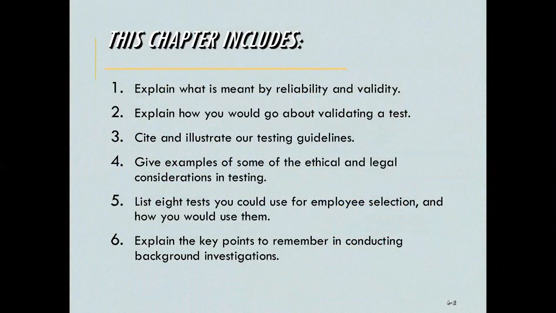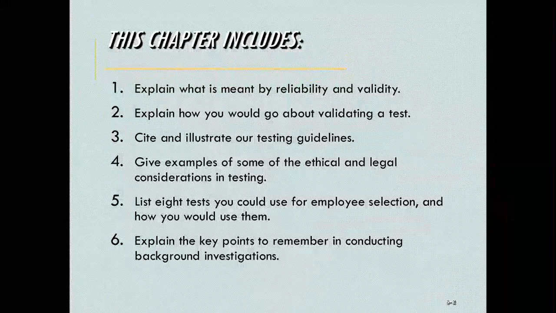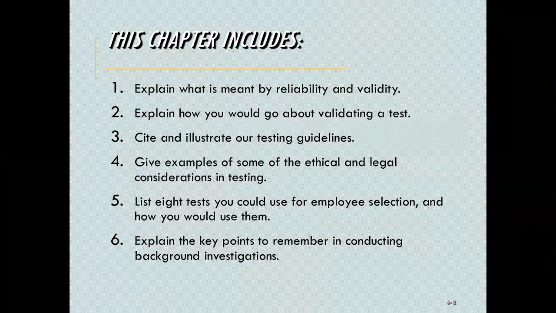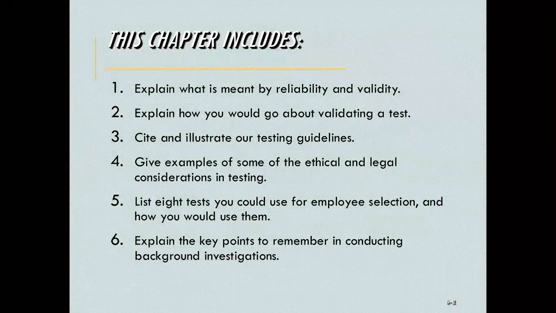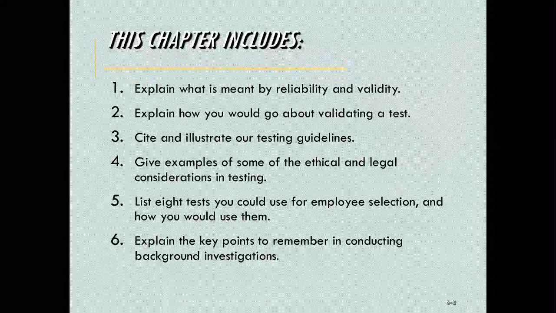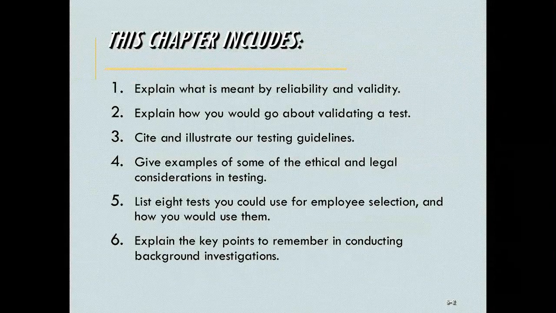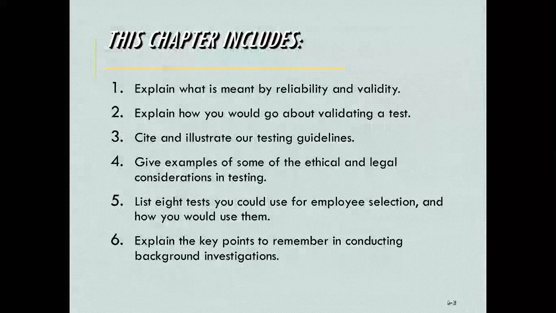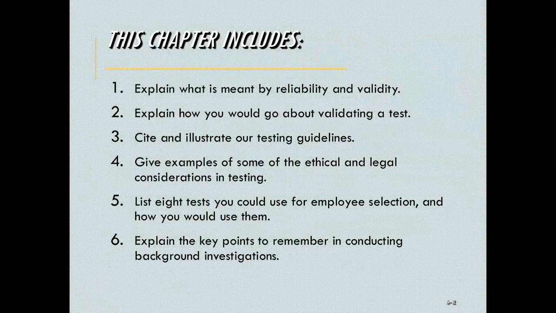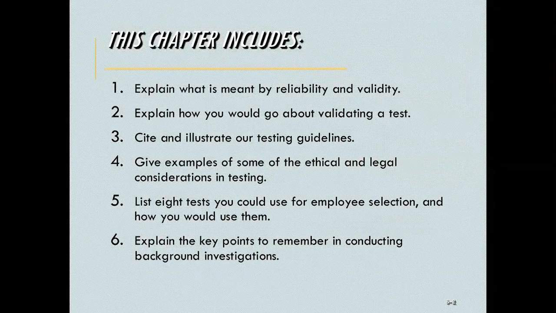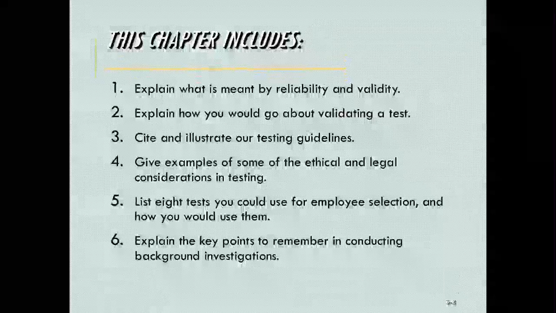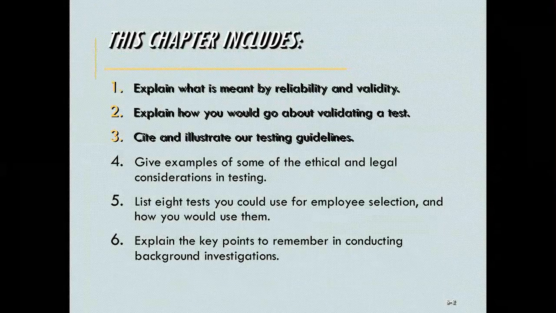This chapter will include the following things: reliability and validity of a test, then how to validate a test. There are some different testing guidelines we'll discuss in detail. Then there are some ethical and legal considerations in testing, like how you, being an employer, are legally and ethically bound to do something in terms of testing. Then there are different employee selection methods. There are 8 methods, so we'll discuss in detail what they are. Last but not the least, how to conduct a background investigation. We'll cover that in this topic. Okay, let's move further.